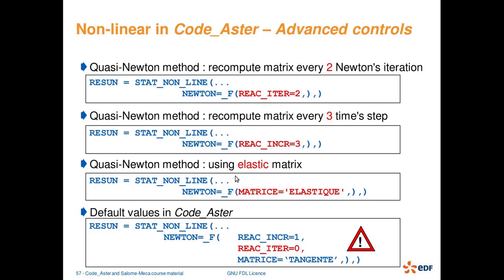And the default values in Code-Aster are: this reac_incr is 1. That means at every time step it will recompute. reac_iter is 0. That means, again, at every Newtonian iteration it will recompute, and the matrix by default is the tangent matrix. Okay.